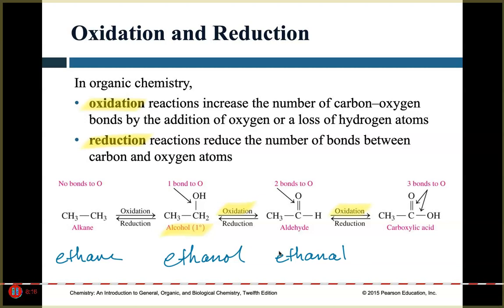So we can now go from ethanal, and we'll deal with this in subsequent chapters, but this will now become ethanoic acid, which is a carboxylic acid. So we're basically stuck there. You can't oxidize any more from there. So we've gone from ethane all the way up to ethanoic acid by oxidizing.